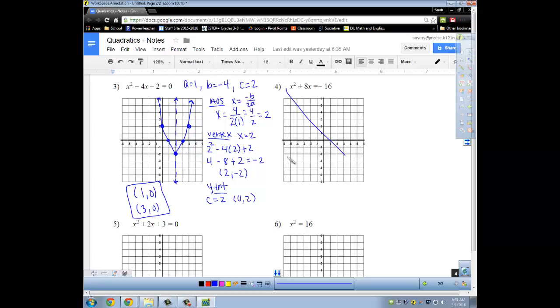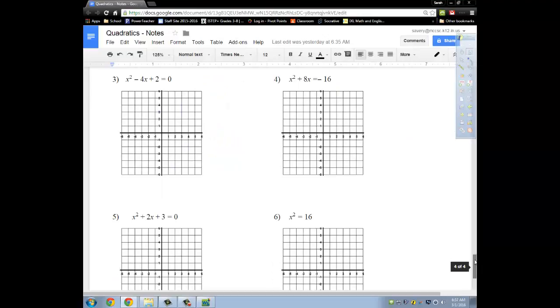We're actually not going to do number 4 because my graph was way off on that one. There's no way it was going to fit. So, of course, I made a mistake, and I'm sorry for that.